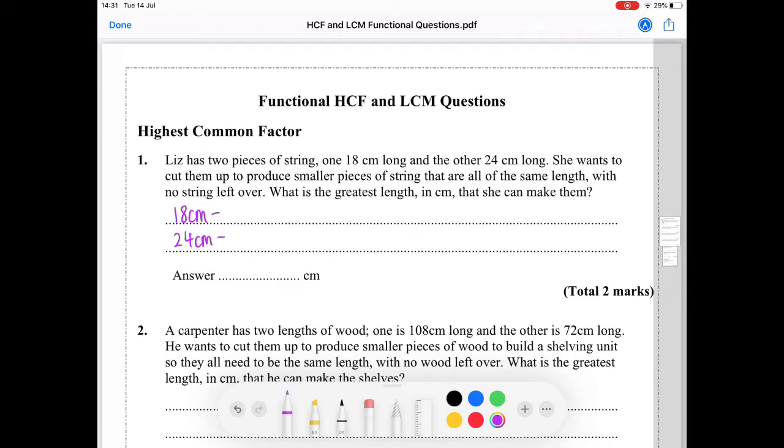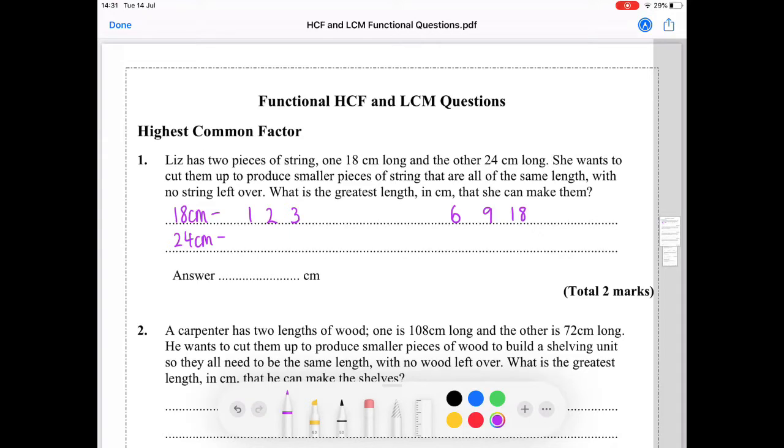So if we start with 18, the factors of 18, we're going to have 1 and 18. We're going to have 2 and 9, we're going to have 3 and 6, and 4 doesn't work, 5 doesn't work, 7 doesn't work, 8 doesn't work, so that's what we've got. 1, 2, 3, 6, 9, 18.